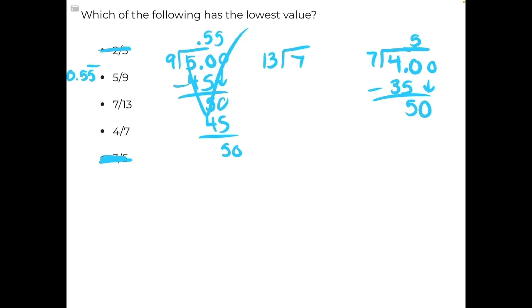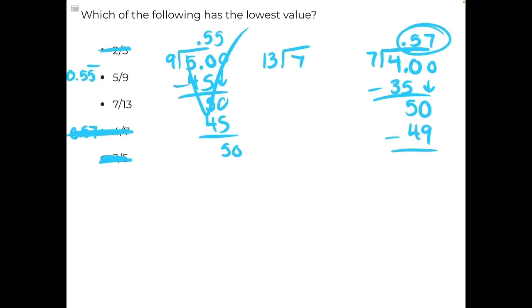For this one, 7 can go into 50 7 times. 7 times 7 is 49. So we only really need two digits to be able to compare with. This one is 0.57. 0.57 is greater than 0.5 repeating, so we can eliminate 4/7.